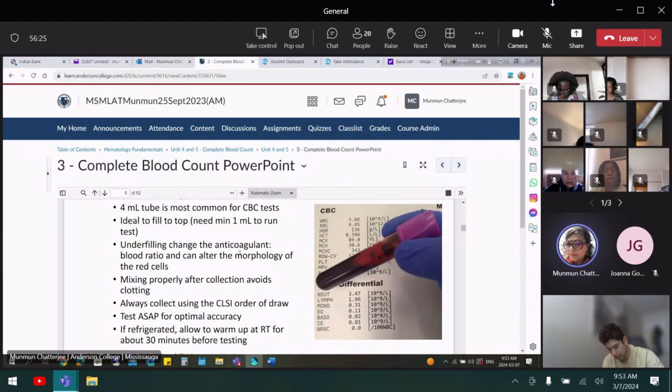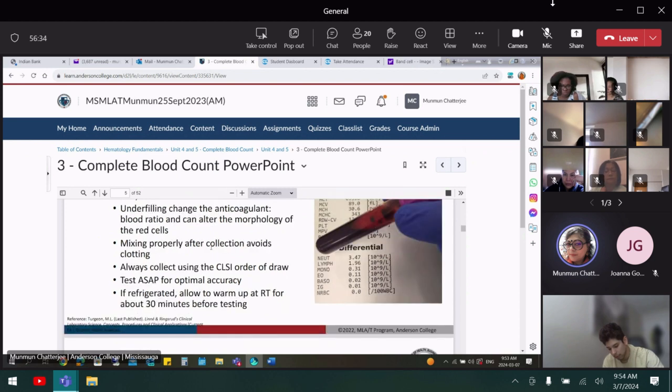Underfilling changes the anticoagulant to blood ratio and can alter the morphology of the red cells, which we already know, right? Next, mixing properly after collection avoids clotting. You guys already know that one. Always collect using the CLSI order of draw. What is the order of draw? If you have ordered something like INR, or you've had some serum sample, you have ordered some plasma sample. So always follow the order of draw.